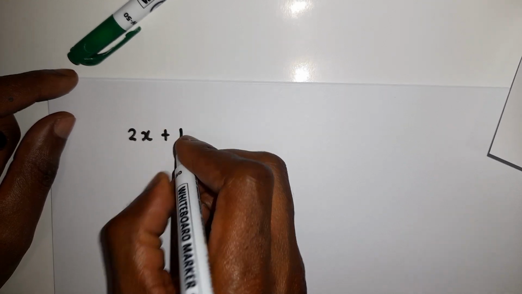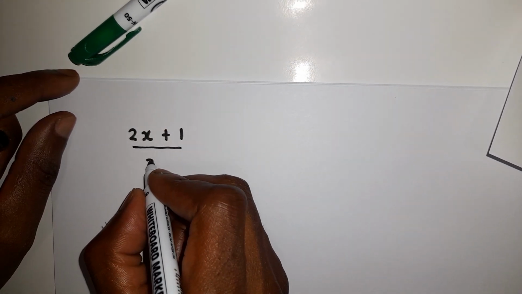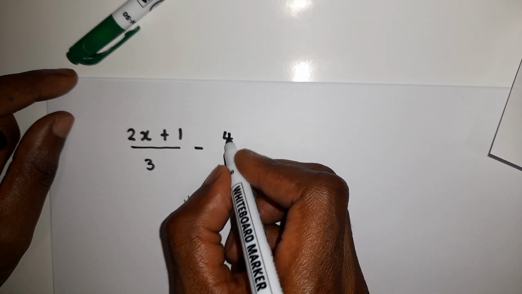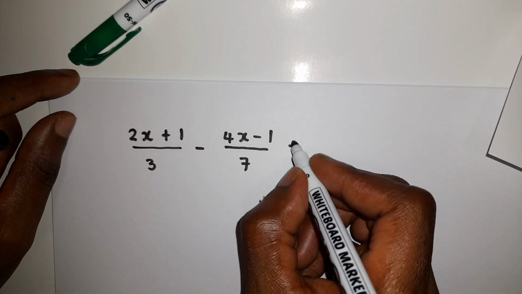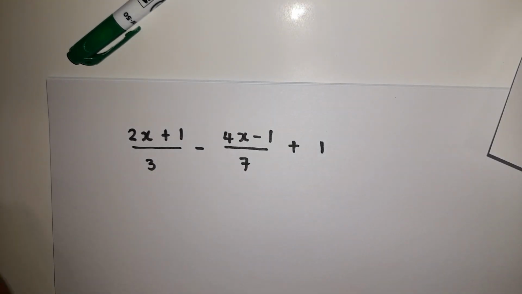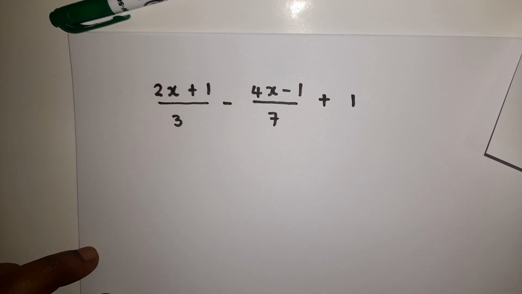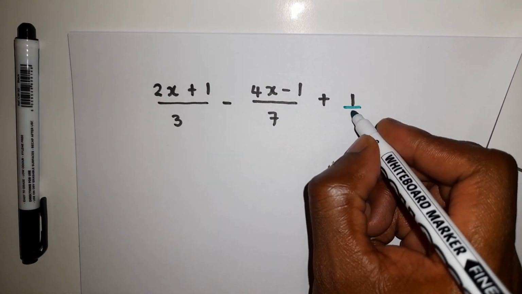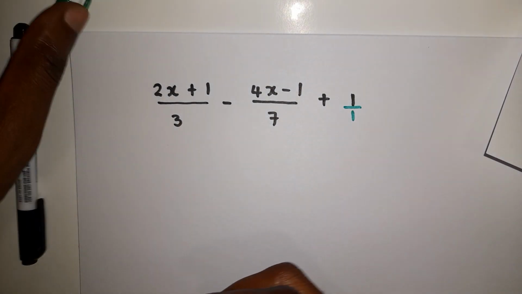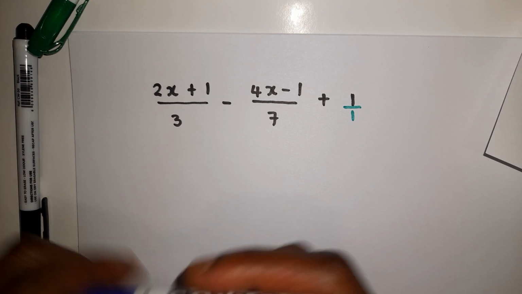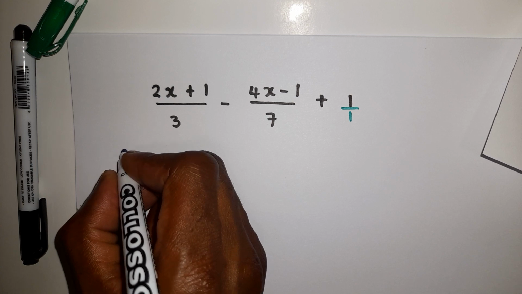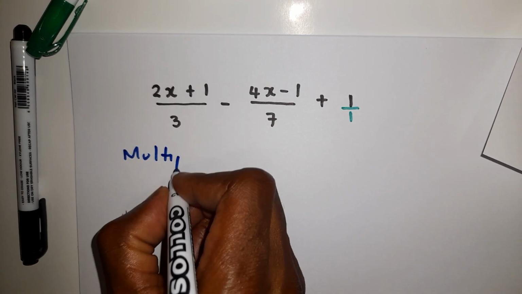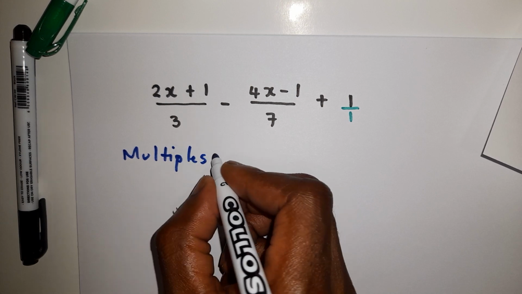2x plus 1 divided by 3 minus 4x minus 1 divided by 7 plus 1. Okay, grade 9 tells you that you cannot add or subtract fractions if the denominators are not the same. Let us always remember that this one is a rational number, therefore can be written over 1. So the idea is to find the lowest common denominator. And how does one get there? Look at the multiples. We are going to look at multiples, which will lead us to the LCD.